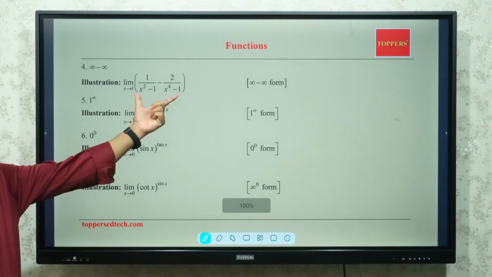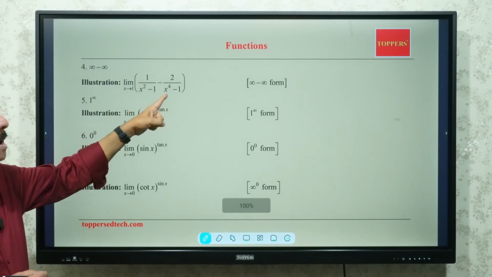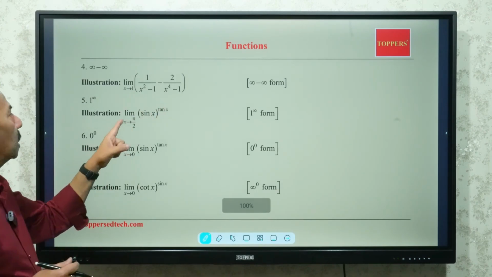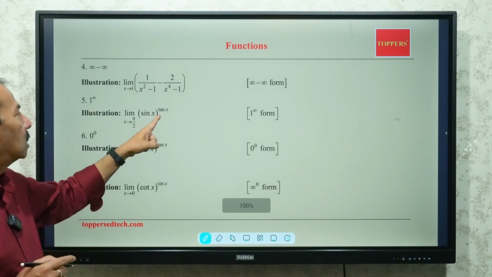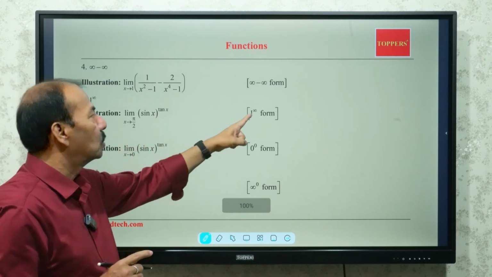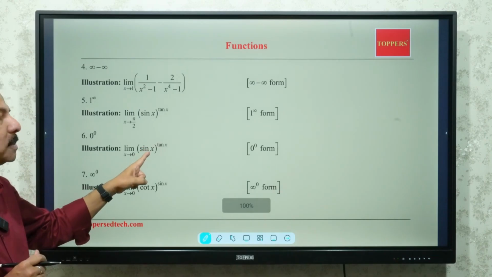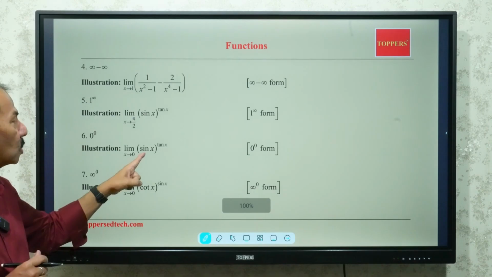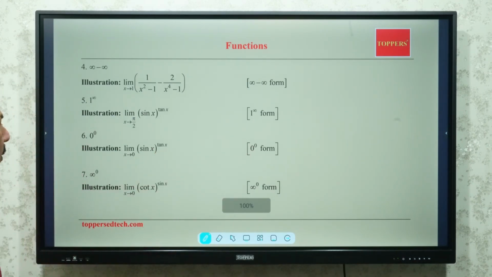Again, you can take this example at x tends to 1. This is infinity, and this is also infinity, so this is in the infinity minus infinity form. Again, sin x to the power tan x: sin pi by 2 is 1, and tan pi by 2 is infinity, so this becomes the 1 to the power infinity form. Again, sin x to the power tan x, as x tends to 0, sin 0 is 0, tan 0 is also 0, so it is in the 0 to the power 0 form.